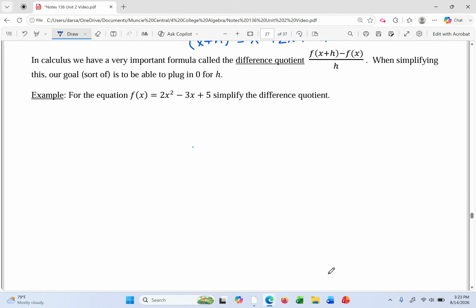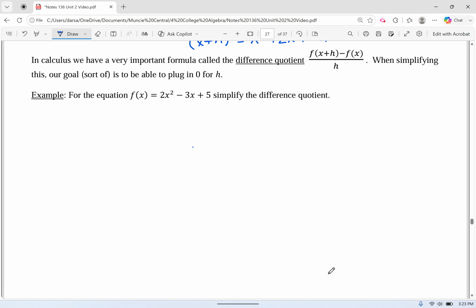So in calculus, we have this thing called a derivative, which defines all of calculus. And the derivative is defined by what we call the difference quotient. Now, the difference quotient is this very, very important formula that you see right here: f of x plus h minus f of x all over h.